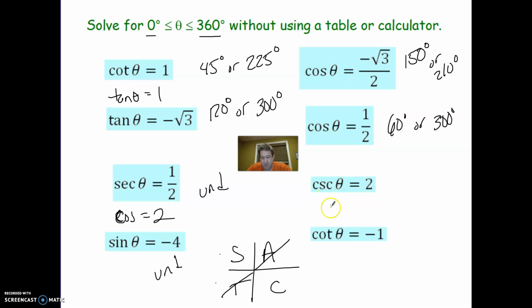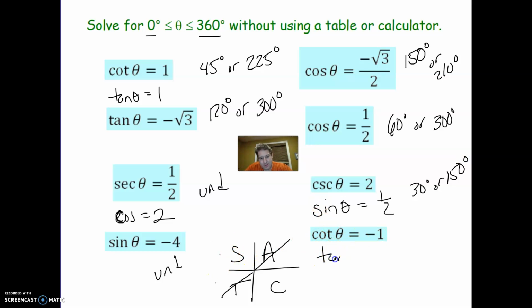Cosecant, which means flip that, so that would be sine of theta equal to 1/2. So when is sine 1/2? That's a 30-degree angle. Sine of 30 is 1/2. But sine can be positive in both the first and second quadrant. So either 30 degrees or 180 minus 30, which is 150 degrees, would also be positive.